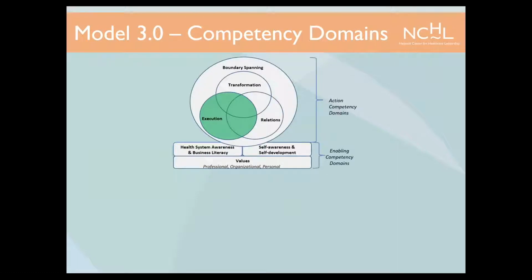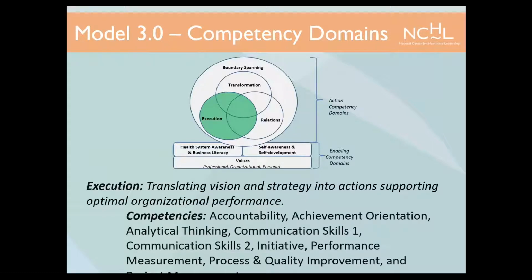Next, in the action competency domain, we have our execution domain. The execution domain existed in the 2.1 model as well. It's really just translating vision and strategy into action and to support optimal organizational performance. And this is our largest competency domain. We have accountability, achievement orientation, analytical thinking, our communication competencies, which, as I said, communication was broken down into skills 1 and 2 in this model, initiative, performance measurement, process quality and improvement, and then project management.